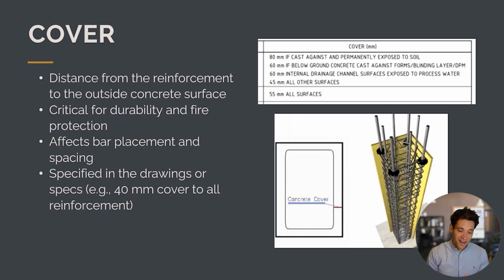The next term is cover. Cover is the distance from the reinforcement to the outside of the concrete structure. It's critical for durability and fire protection, and it affects the bar placement and spacing. Cover will always be specified in the general notes of the drawings. For example, there will be something that says all cover on reinforcement needs to be 40 mil from the edge of the structure.